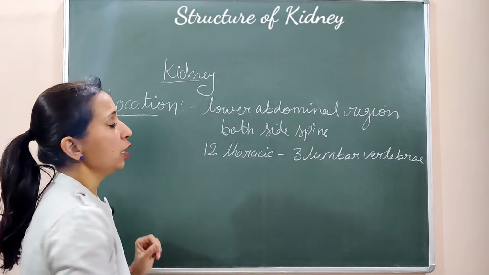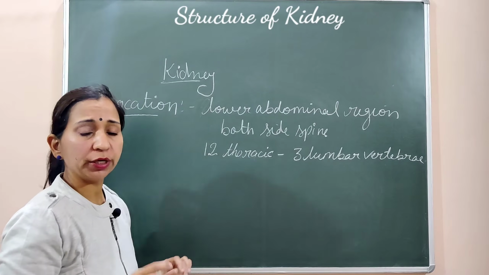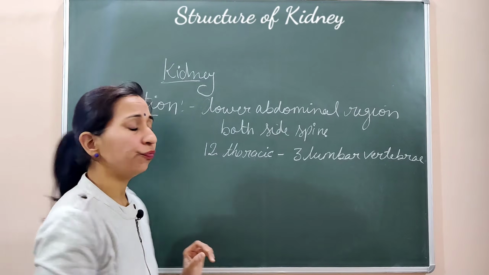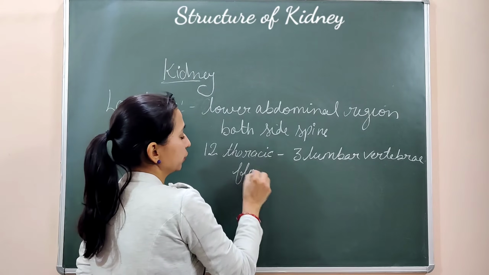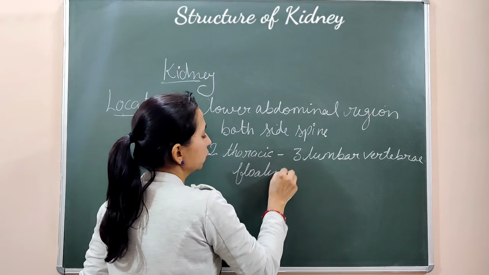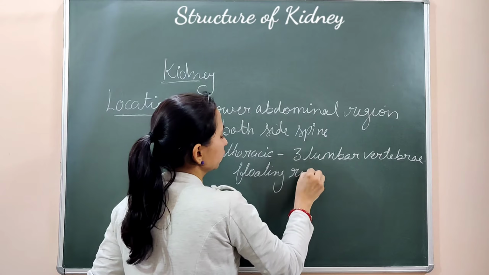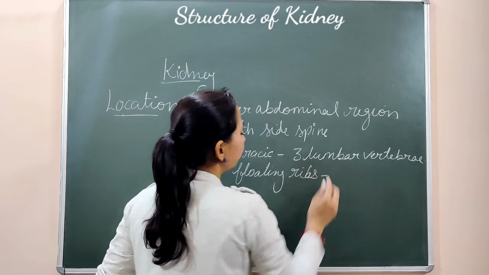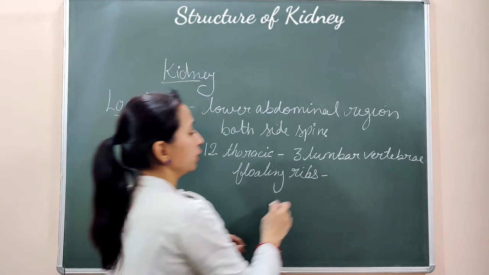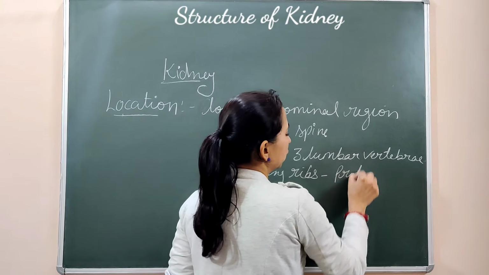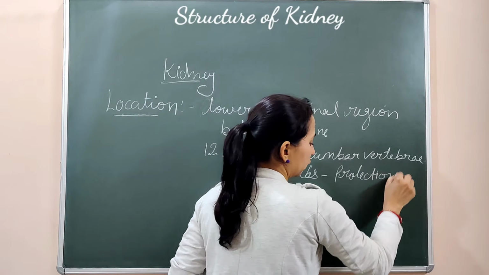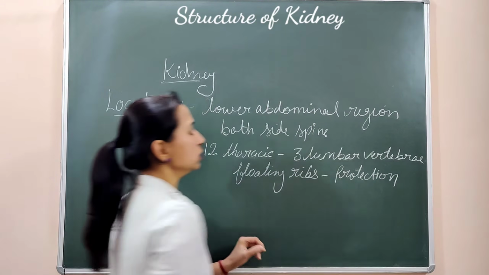And the kidney is also protected by the two pairs of floating ribs. जो हमारे floating ribs होती हैं, last pair floating ribs, they give protection to the kidney. The floating ribs give protection to the kidney. Okay, this is about the location.